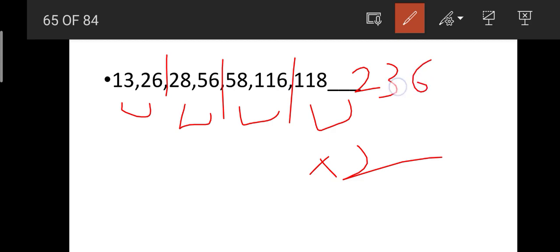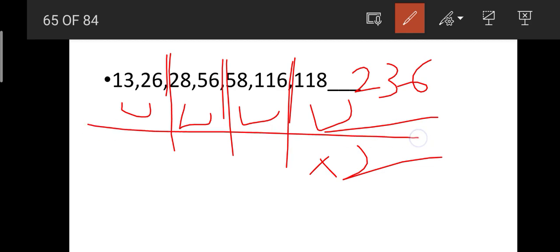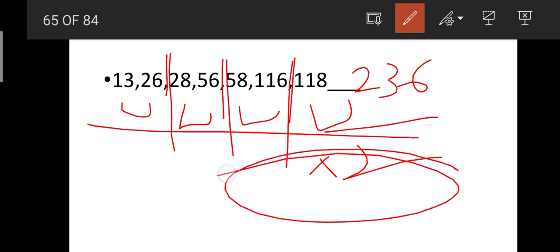13 into 2, 26, 28 into 2, 56, 58 into 2, 116. Then 118 into 2. What will be our answer? Our answer will be 236. If you observe the question, you can get the answer very easily. They are just multiplying the number with 2.